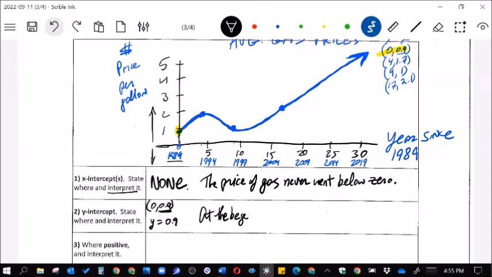At the beginning of this study, the price of gas was 90 cents. Very, very low. I knew it was low in the past, but I don't think it was that low then. I'd have to check these numbers out myself, but we're going to follow this now because it's analyzing what the graph tells us that is the point of this lesson.